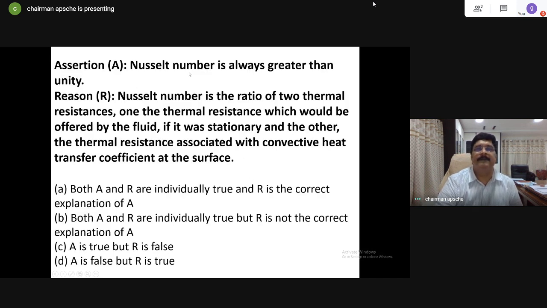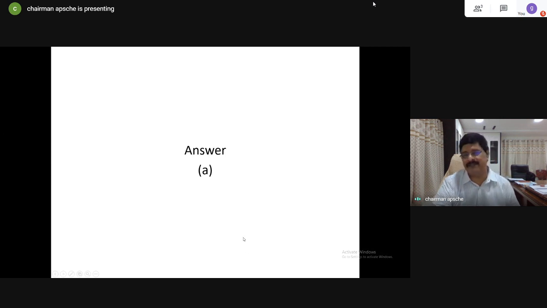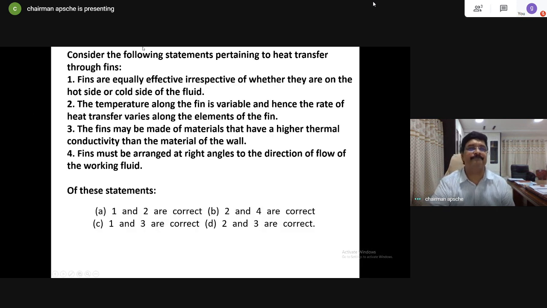I'm sorry. Nusselt's number is always greater than unity. Nusselt's number, let us not discuss because it comes in convection heat transfer.